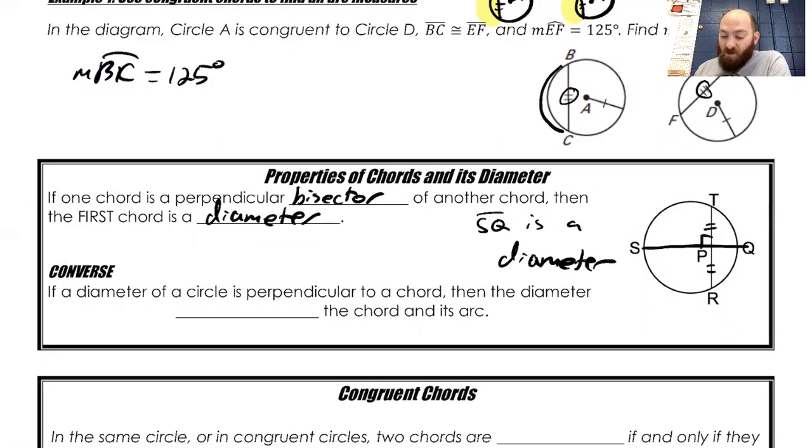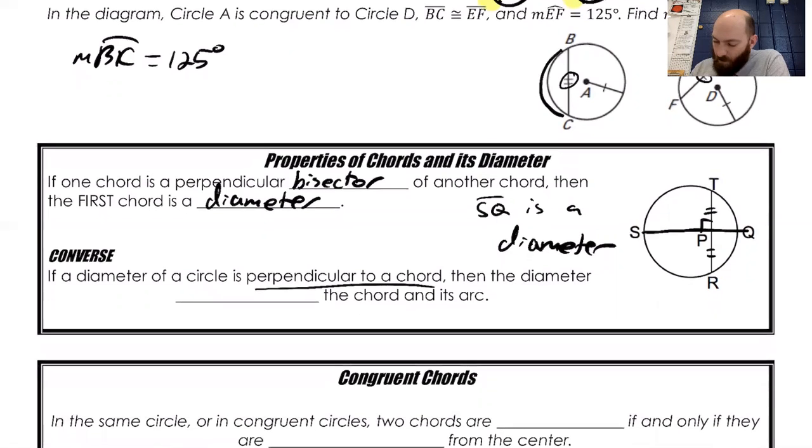The converse of this is also true. If a diameter of a circle is perpendicular to a chord, then the diameter bisects the chord and its arc. So on this diagram, the way that looks is this. I'm just going to go ahead and erase this again. If I know for a fact that this is a diameter, so let's say it goes through point W here, okay, so SQ is a diameter, and it's perpendicular like this, then I know that this is bisected, and I also know that these are bisected. That's the idea of that one.